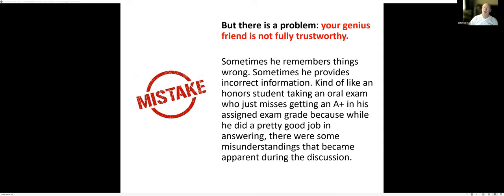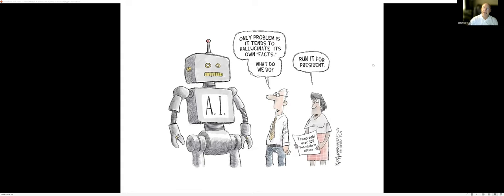Sometimes he remembers things wrong. Sometimes he provides incorrect information, kind of like an honor student getting an oral exam who just misses getting an A+ because while he did a pretty good job answering, there were some misunderstandings that became apparent during the discussion. And here is a comment from a newspaper. Only problem is it tends to hallucinate its own facts. So this is called the hallucination problem. What do we do? And here they say, well, run it for president. Trump told over 30,000 lies while in office.